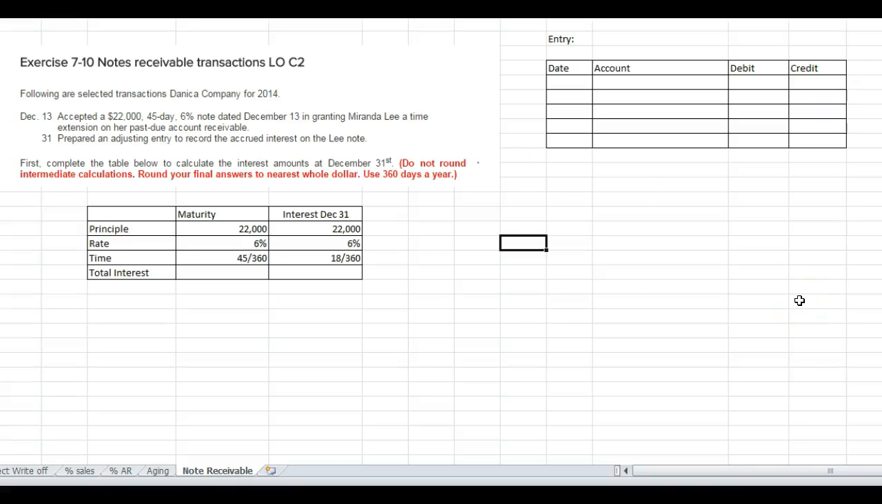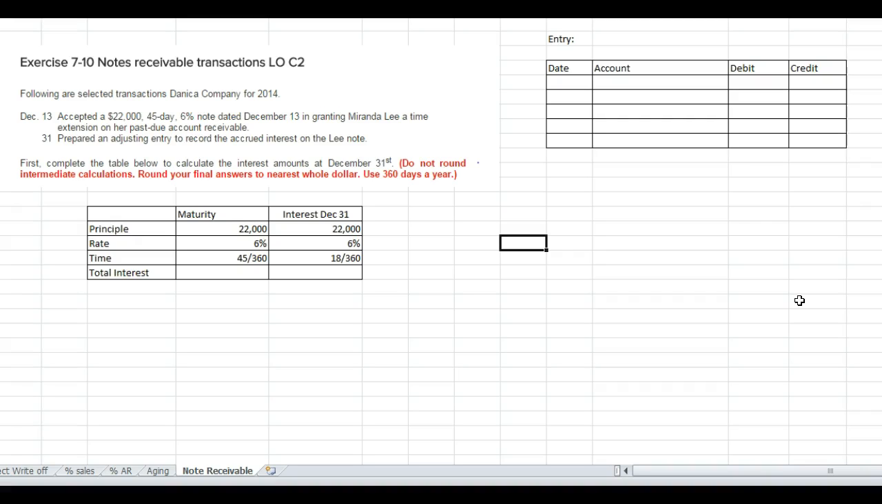We are at notes receivable. Now, notes receivable is a longer term receivable than accounts receivable. Accounts receivable you expect to get back within 1 to 30 days. You're hoping no more than 3 months. But a notes receivable is a little more formal, and you usually sign a promissory note for these.